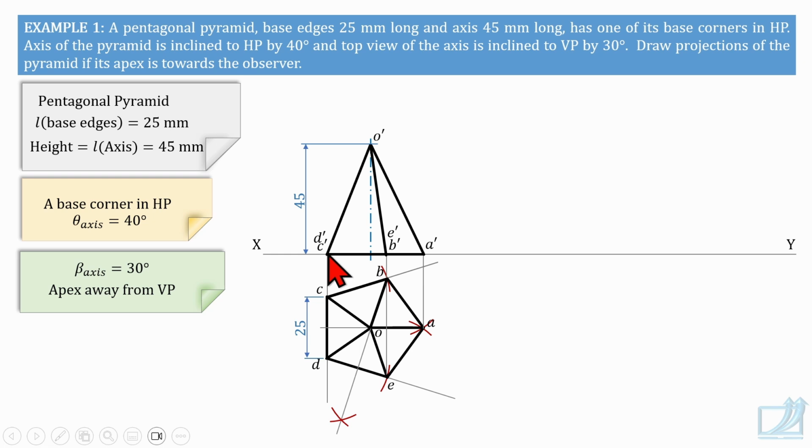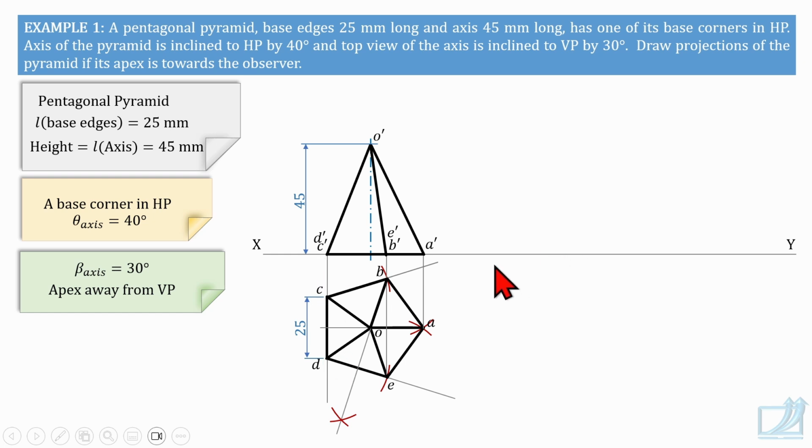Now when an edge appears a point in the front view, that means that edge is perpendicular to VP. Watch here, in the top view you can clearly say that edge CD is perpendicular to VP. It makes a 90 degrees angle with the XY line.